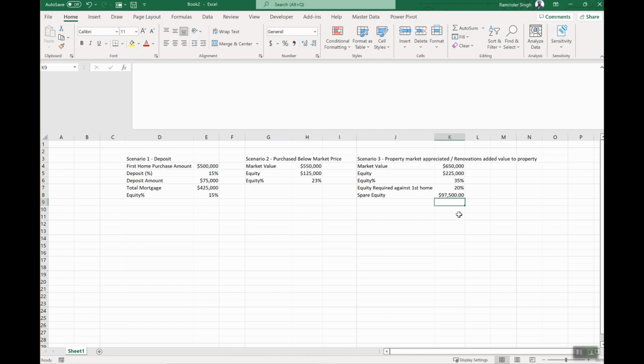Now let's say I don't have any other money or any other deposit amount that I want to put in from my pocket in this case, and I want to utilize this $97,500 to become my deposit.